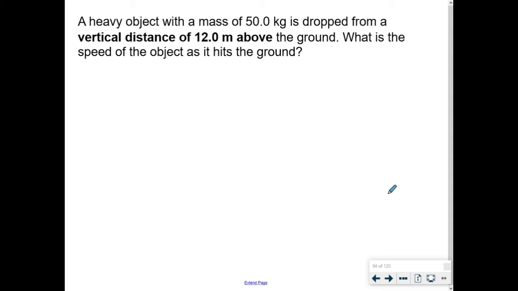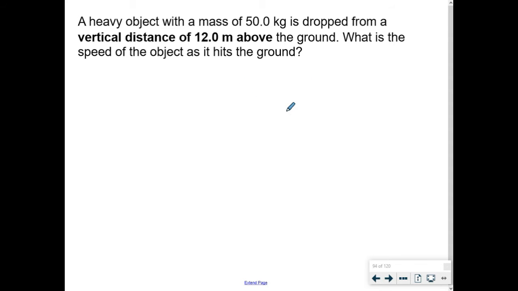Let's give an example. Let's say there's a heavy object with mass of 50 kilograms, and it's dropped from a vertical distance of 12 meters above the ground. The question is, what is the speed of the object? Let me walk you through some thought processes.